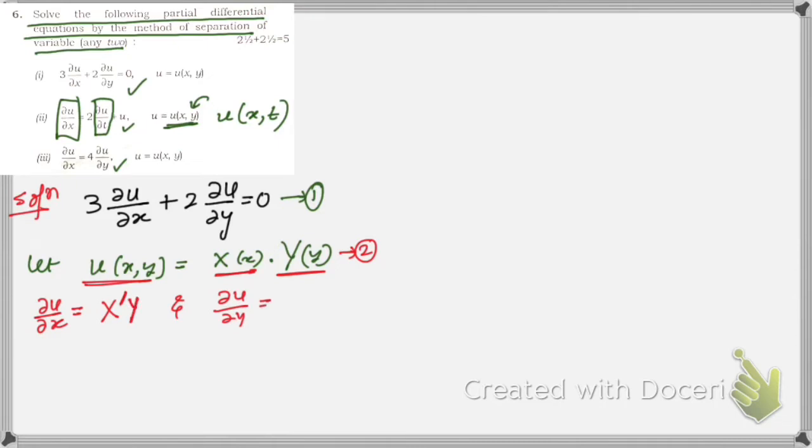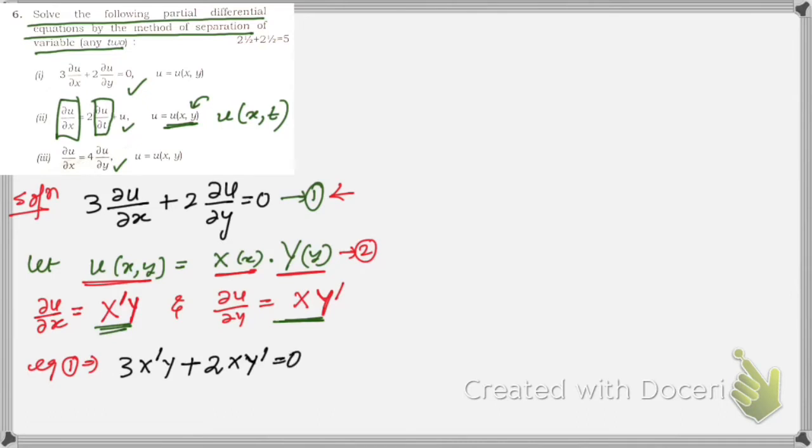Then del u by del y, so x should be taken as constant, so it should be Y dash, right? So now from equation number 1, if you use these values of del u by del x and del u by del y, if you put these values, then this equation number 1 becomes 3 X dash Y plus 2 Y dash X, capital X, capital Y, is equal to 0.